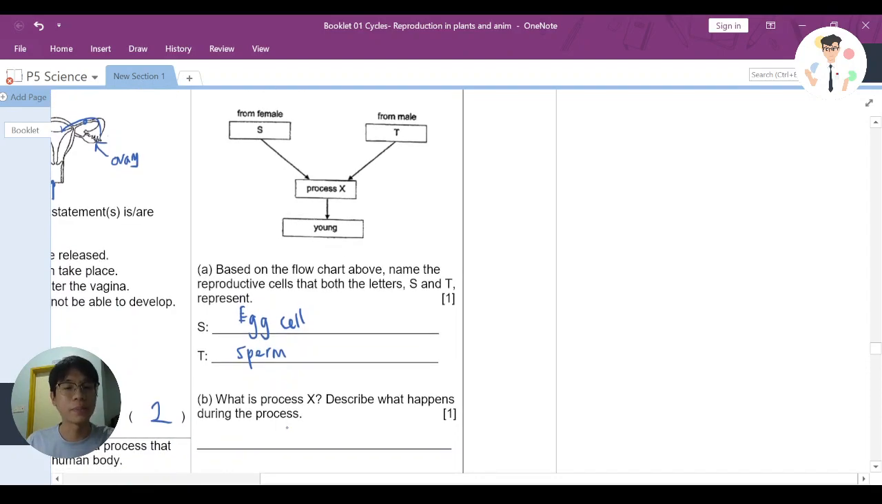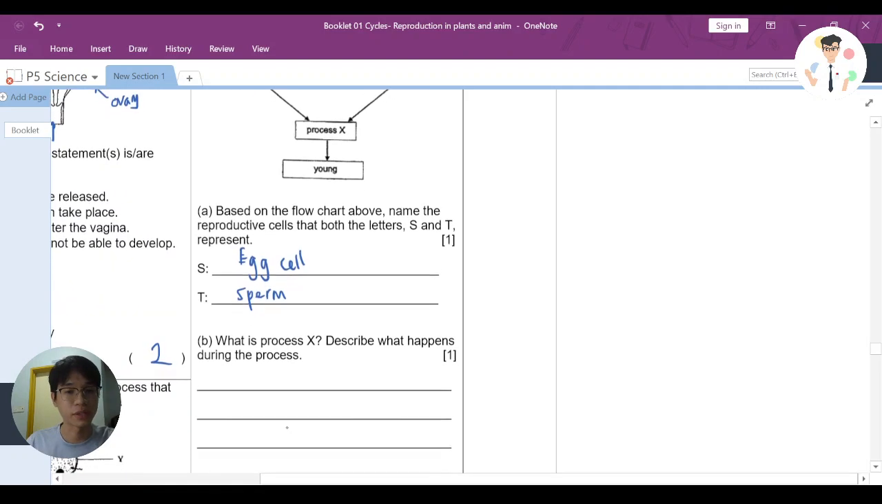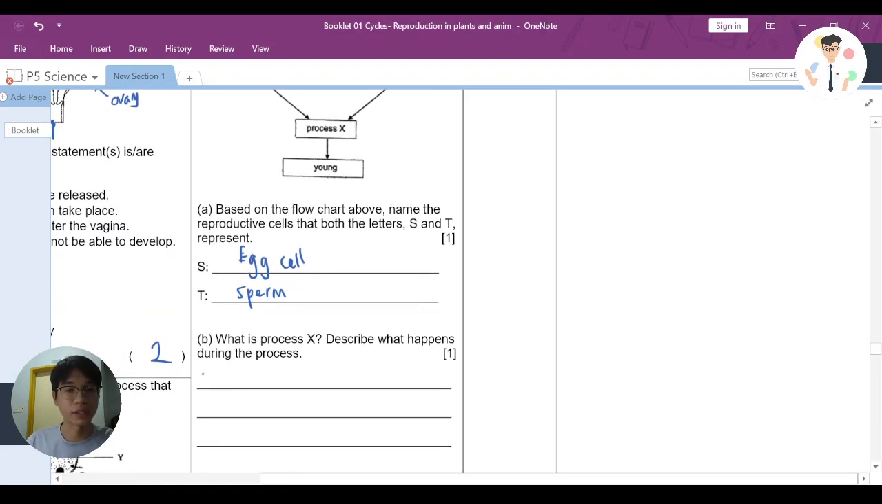B, what is the process X? Describe what happened during the process. So it's actually very simple. We know that this is something we call it as fertilization. Fertilization. And what has happened during fertilization? So during fertilization, the sperm fuses with the egg cell.